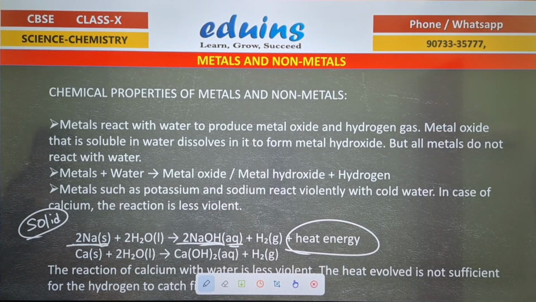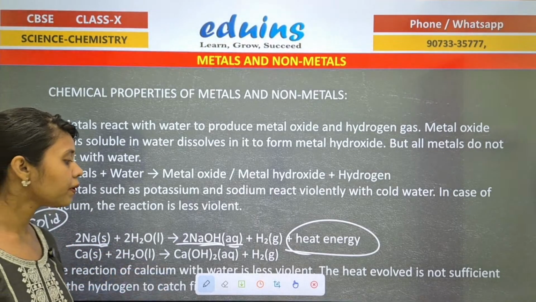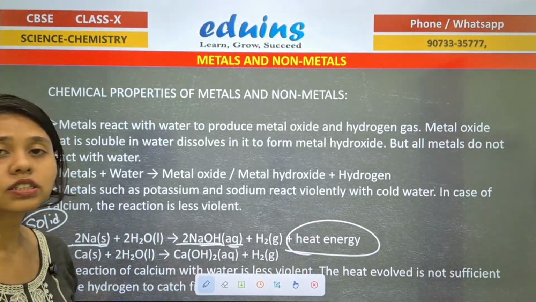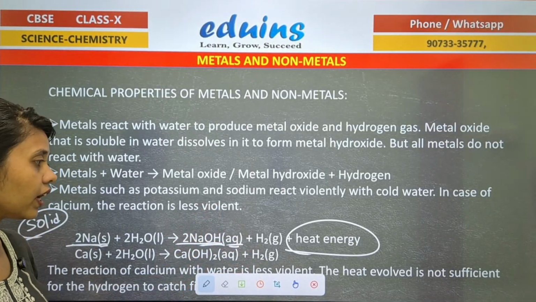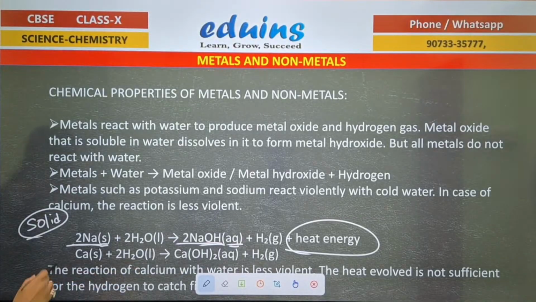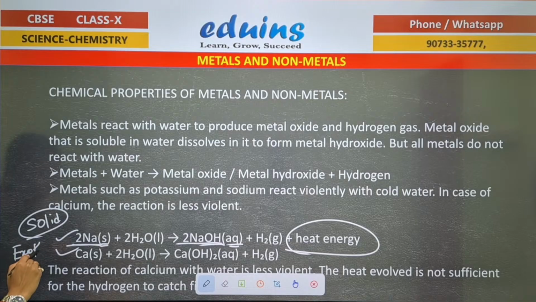So now for the calcium with the water, it reacts with water and produces calcium hydroxide aqueous solution plus hydrogen gas. Okay, plus hydrogen gas. And this is also a question for you. Is this exothermic or is this endothermic? Okay, this is a question for you.